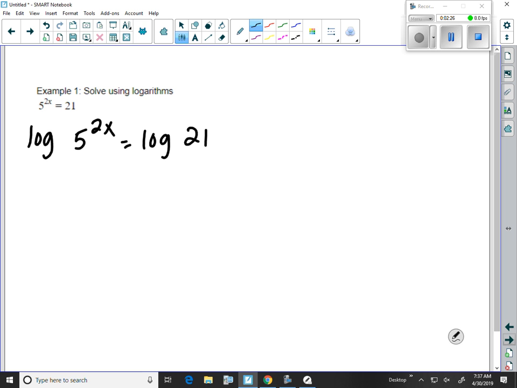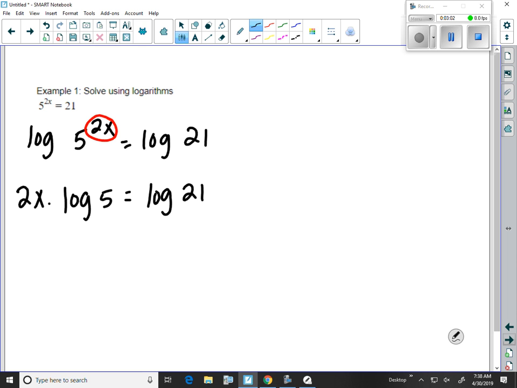We assume base 10. As soon as you put that log in there, you assume base 10. And then we can use our exponent rule. So that exponent of 2x, we can bring it out to the front. So we'll have 2x out front, and then our log of 5, and then log of 21. The big part about bringing that exponent out is we can't solve for x when it's an exponent, but we can solve for it when it's not.